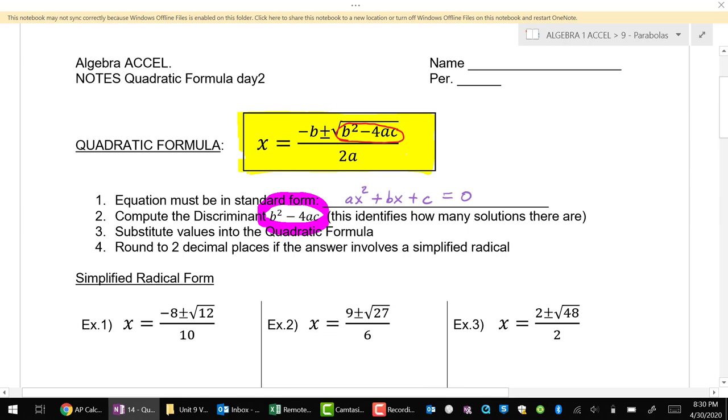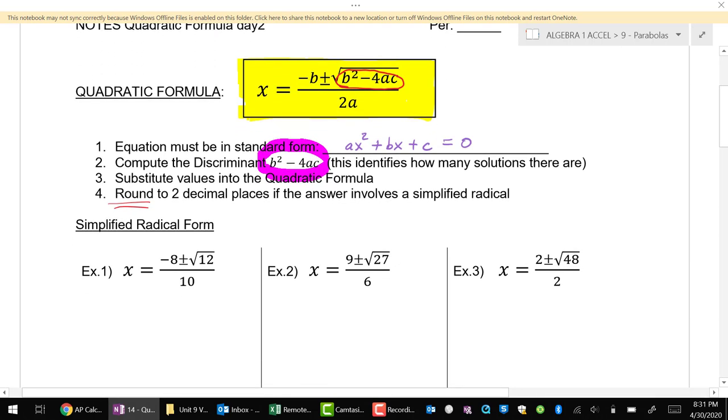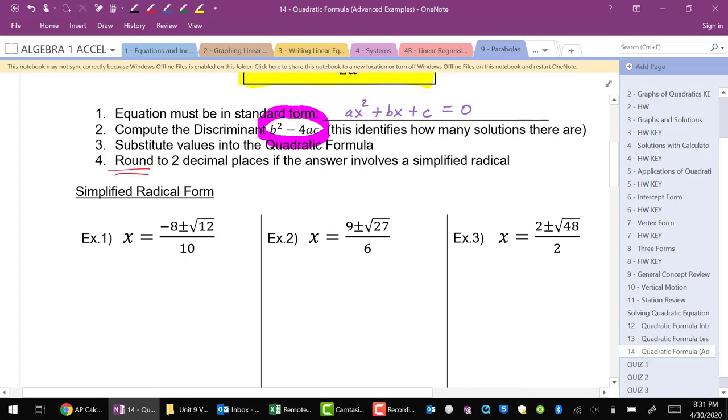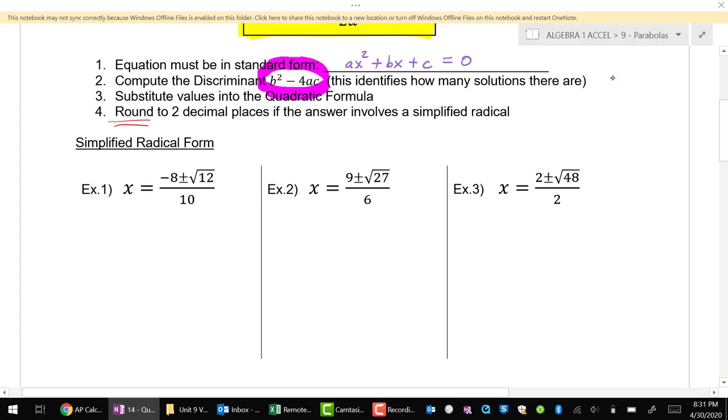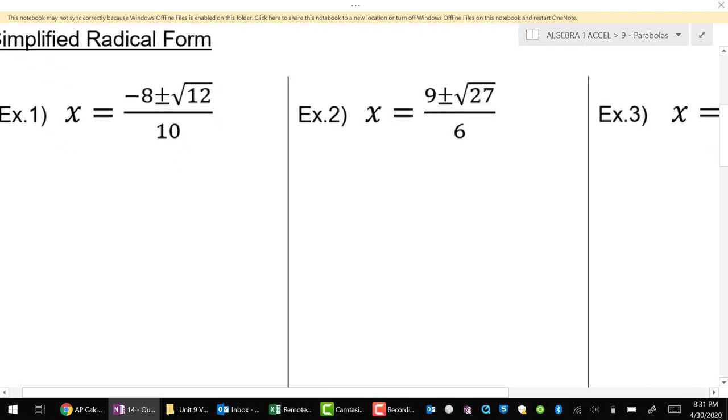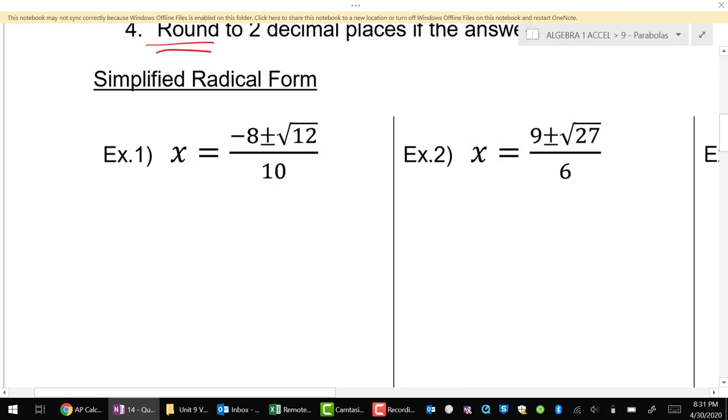So once you substitute values into the formula, you can then get either your exact answer or a rounded answer with the calculator if there's some kind of simplified radical or square root expression that we can't evaluate easily. So with that in mind, I want to look at a couple examples before we start solving quadratics with the quadratic formula. For these first 3 examples, all I'd like us to do is try to simplify the expression that's given here. So x equals, here's the first one, -8 plus or minus root 12 divided by 10.